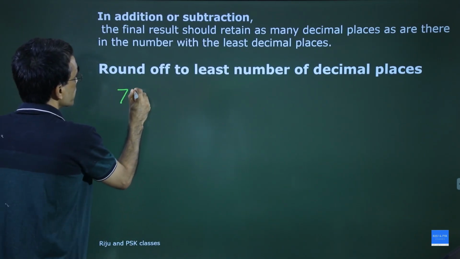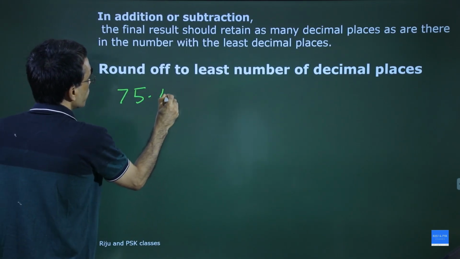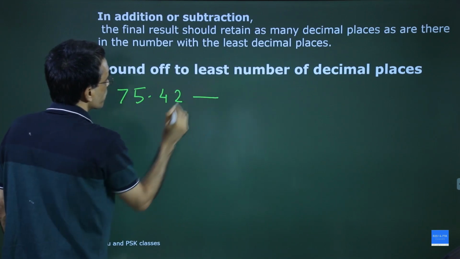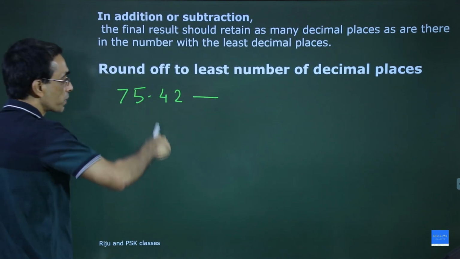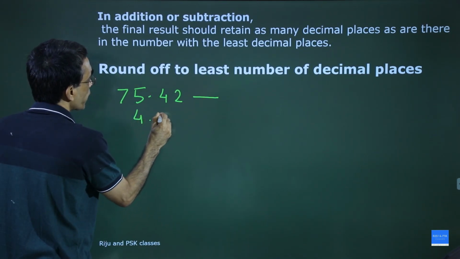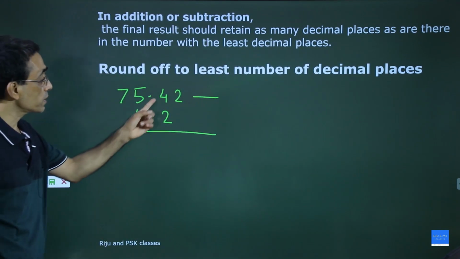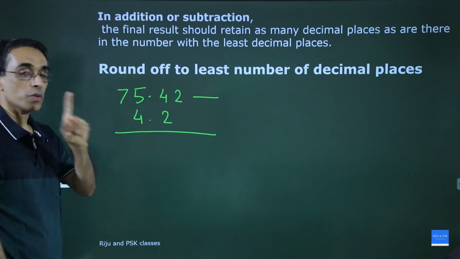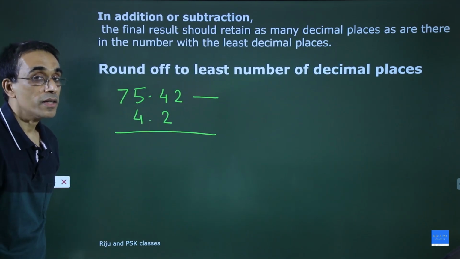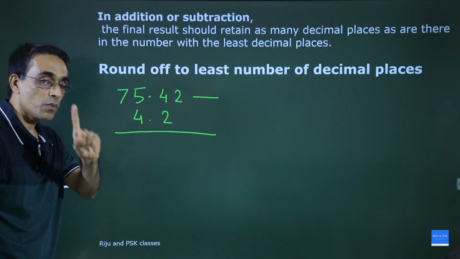Suppose that you have 75.42 from which you should subtract, say, 4.2. You need to subtract 4.2. This has 2 decimal places. This has got only 1 decimal place. So what should happen? The answer should have only 1 decimal place.